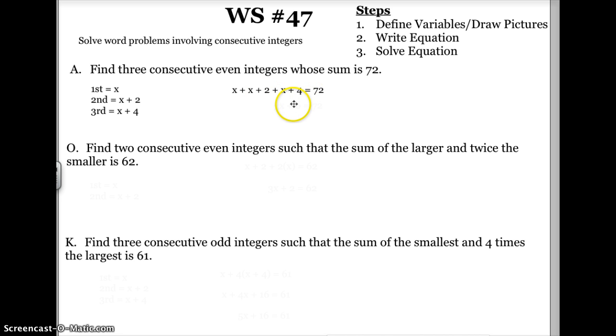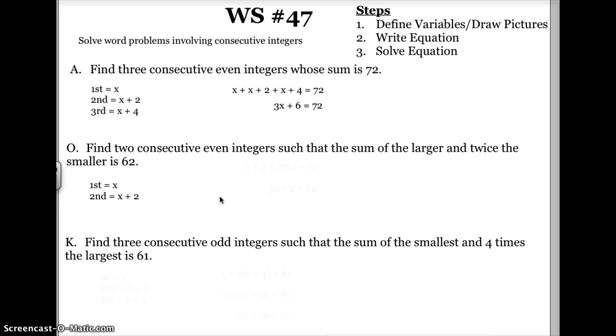Now I can combine my like terms, and when I do that I end up getting 3x plus 6 is equal to 72. And from that point you should be able to solve this problem. Let's look at the next one, letter B. Find two consecutive even integers such that the sum of the larger and twice the smaller is 62. So since they're consecutive even integers and I'm only going to do two of them, I'm going to let x be the first one, and then two more than that, or x plus 2, is equal to the second number.